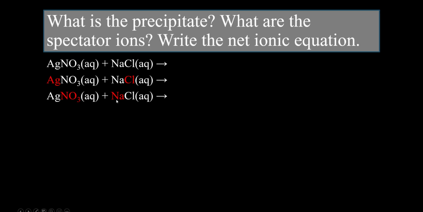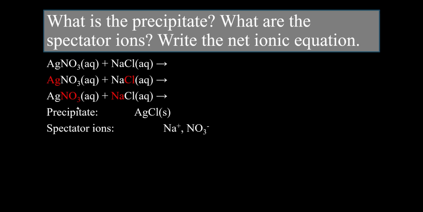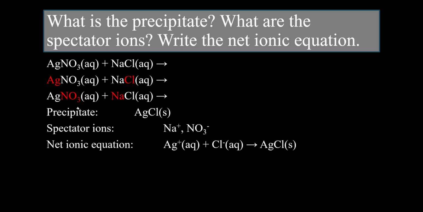The silver with the chloride is not soluble, so that forms a precipitate. Sodium and nitrate, sodium is an alkali metal, it's going to be soluble, and nitrates are always soluble, and there are no exceptions on our chart. So we identify the silver chloride as the precipitate. So what are the spectator ions? Well, the two ions that don't do anything, they just float around, and those are the sodium and the nitrate ions. So how do I write the net ionic equation? I just show the two ions that actually join together to form a precipitate. Silver plus chloride forms silver chloride. It's all balanced, and that's all there is to it.